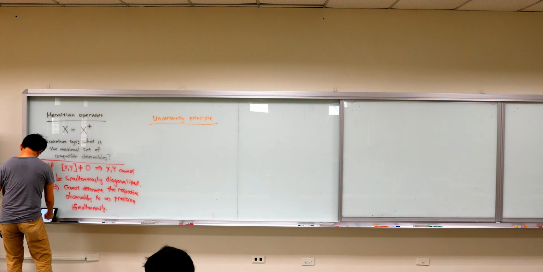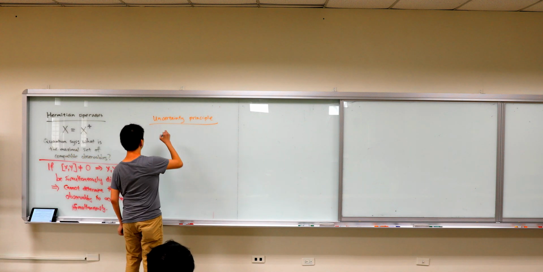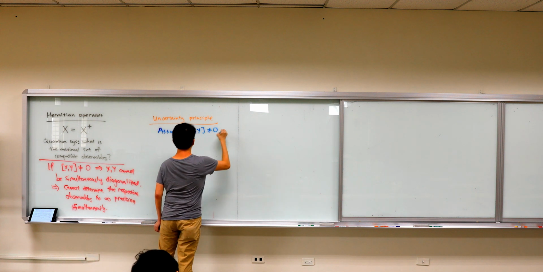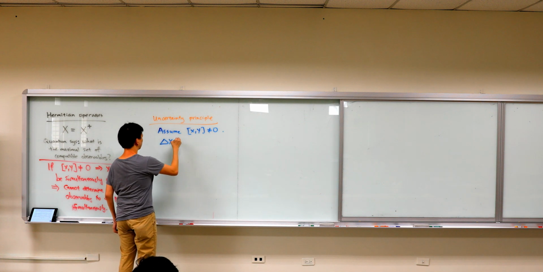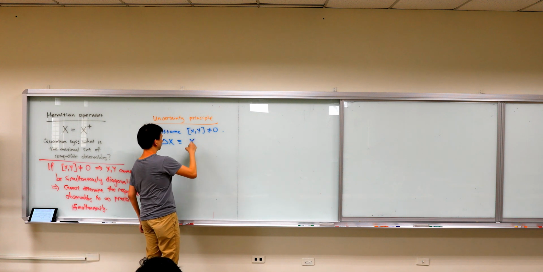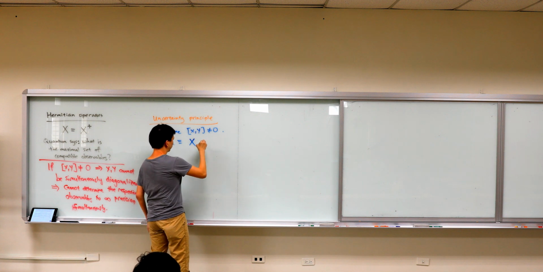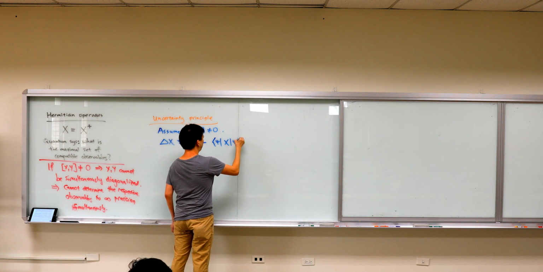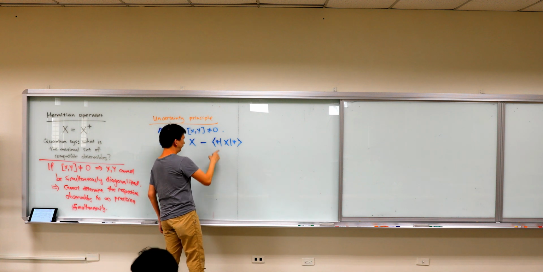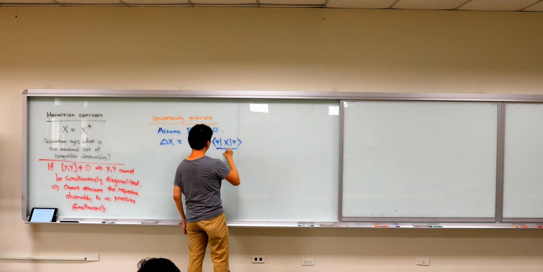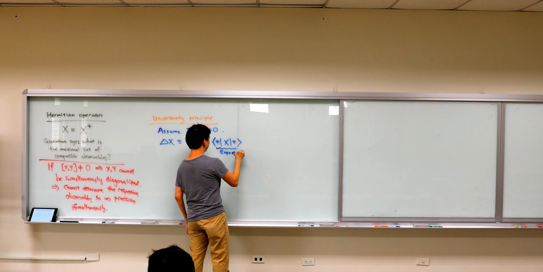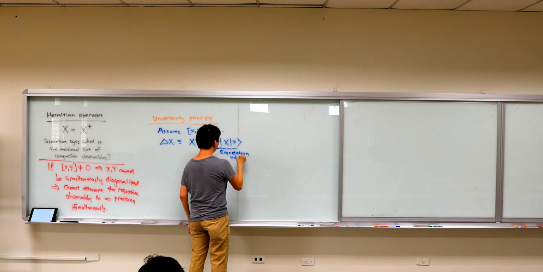So what's going to happen is first we're going to define the following object. We're going to assume that X and Y do not commute. And we're going to call delta X the following: we take X, the Hermitian observable itself, and subtract the expectation value of X with respect to some state that we care about. This is called an expectation value. It just means you're taking the same ket and the same bra, the same state.